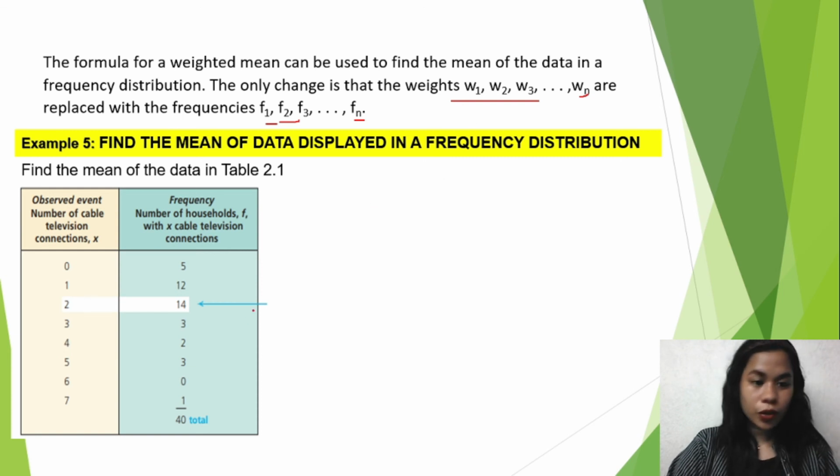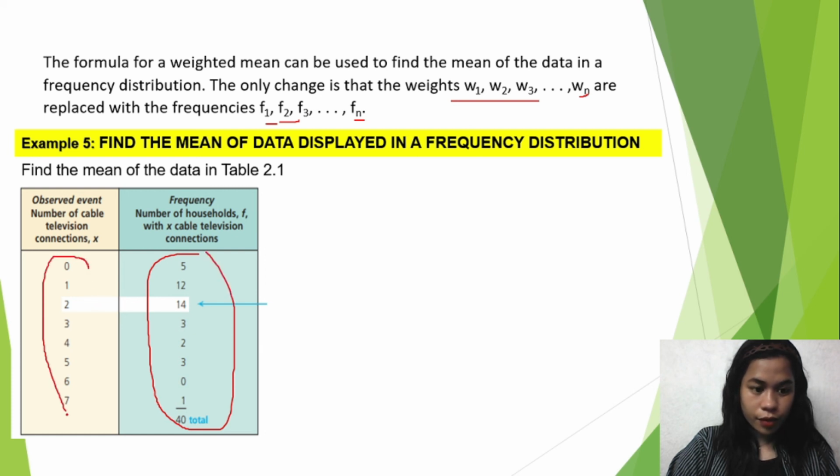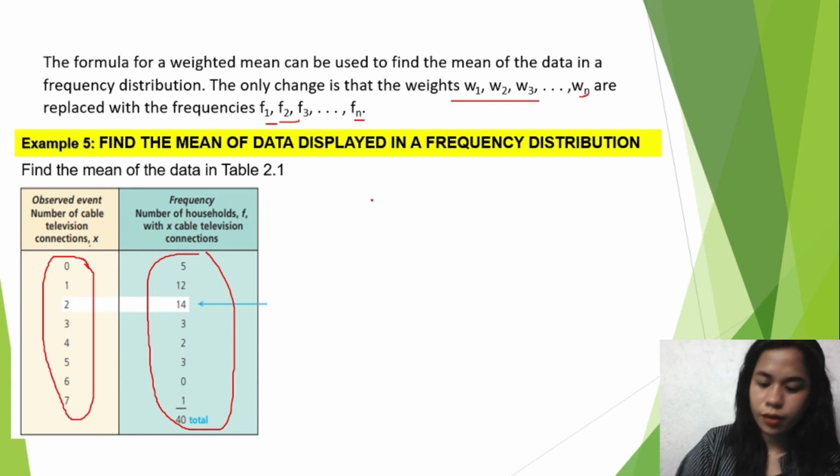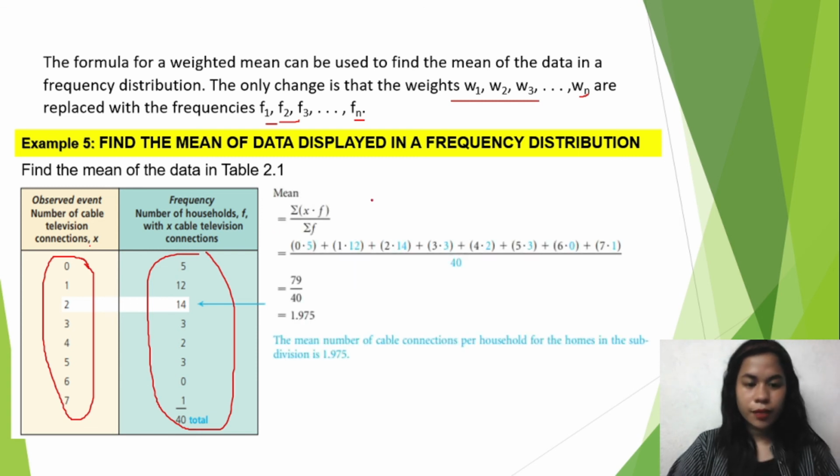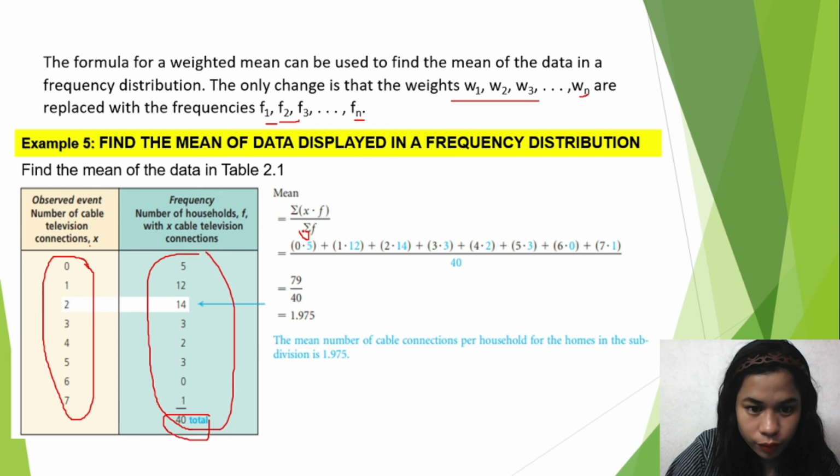Okay. So let us find the mean of the data in Table 2.1. So again, this is Table 2.1. These are the frequencies and these are the values of x. So using the formula, we need to multiply them one by one and add, and then we divide by the total frequency, which is equal to 40. So 0 times 5 is 0. 1 times 12 is 12.